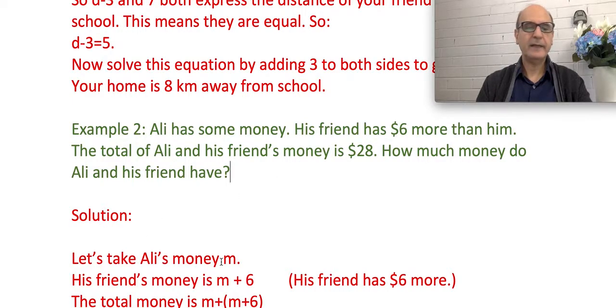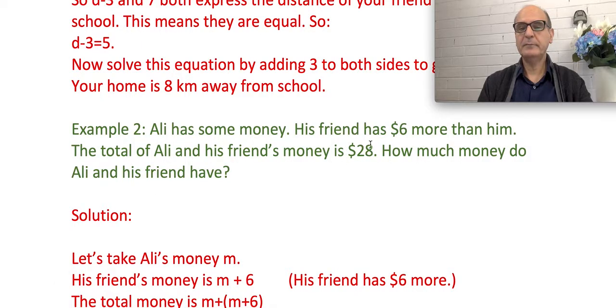Okay, to solve that, we are after Ali's money and his friend's money. We can call one of them the unknown, it doesn't matter. Here I've taken Ali's money, and because we are talking about money, M. So I'm assuming that Ali's money is M. Then his friend has got $6 more. So his friend's money is M plus 6. Whatever Ali's money is, plus 6. That is his friend's money.